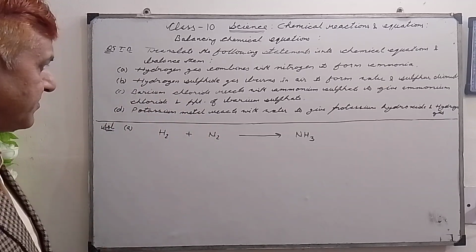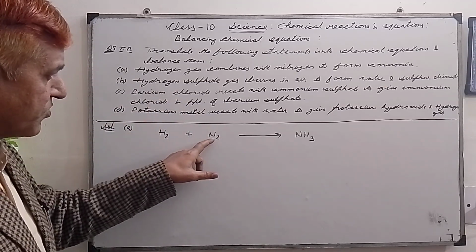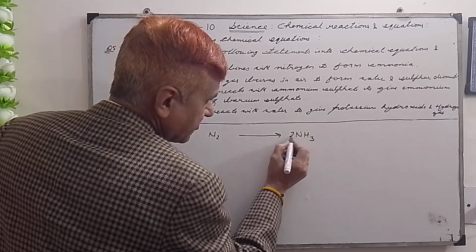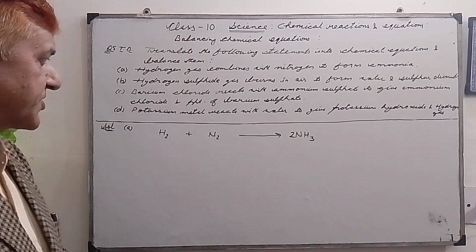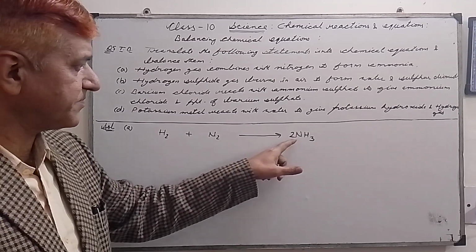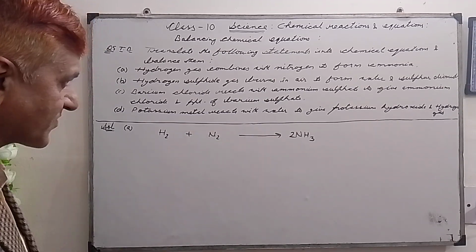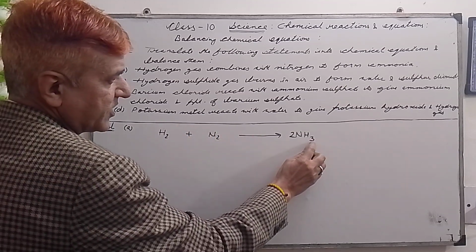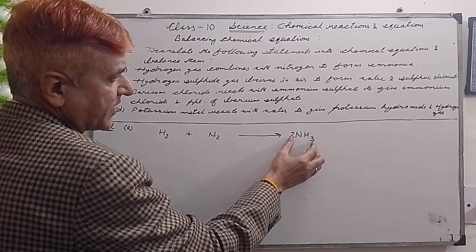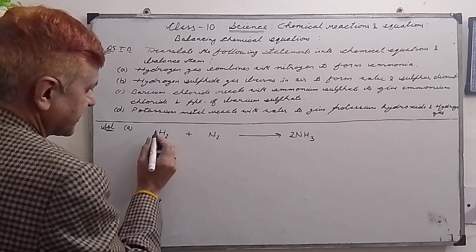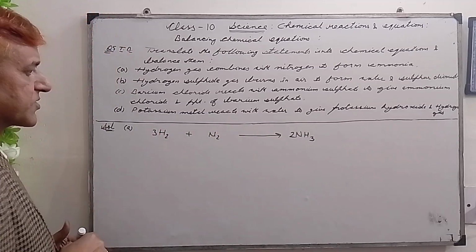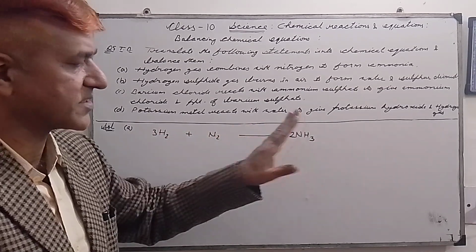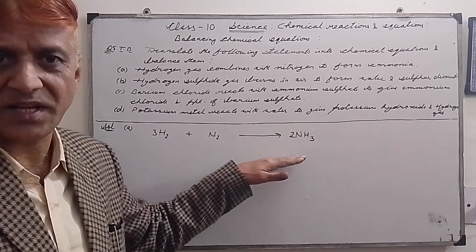Now hydrogen, nitrogen: here we have 2 nitrogen, so we have to multiply nitrogen by 2. So nitrogen is balanced. Now come to hydrogen. We have 2 atoms of hydrogen here, and here we have 3 into 2, 6 atoms of hydrogen. So we have to multiply this by 3. Now hydrogen is balanced, 6, and nitrogen is also balanced. So this is how to balance this chemical equation.